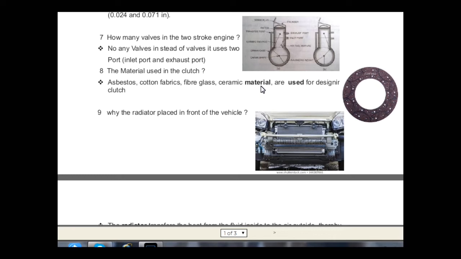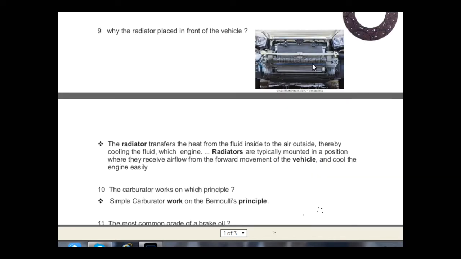The next question is, why is the radiator placed in front of the vehicle? As we know, the working of a radiator is to cool the engine, so if you place the radiator in front of the car, then when the car moves in the forward direction, continuous air strikes the radiator and makes it easy to cool the coolant or the engine.